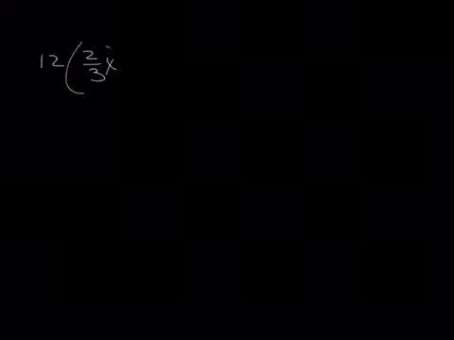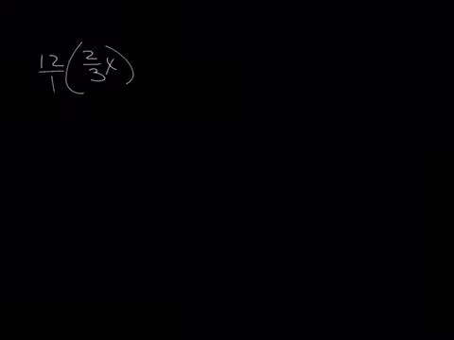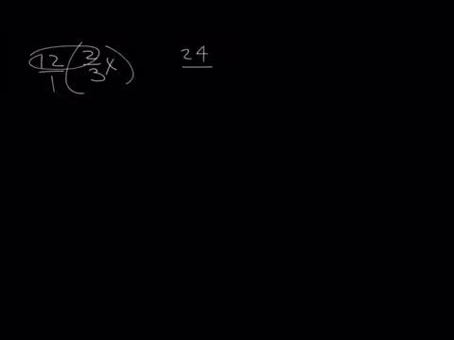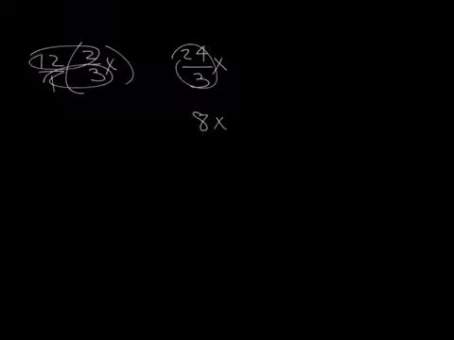12 times 2/3 x. Again, if we want to make that into a fraction, we can, to remind us to multiply the 12 times the top number, bottom number. 24 over 3 reduces to 8, and we get 8x for our answer. Okay, so basically when you're multiplying letters and numbers, you multiply the letters times each other, you multiply the numbers times each other, and that's pretty much what you're using the associative property for.